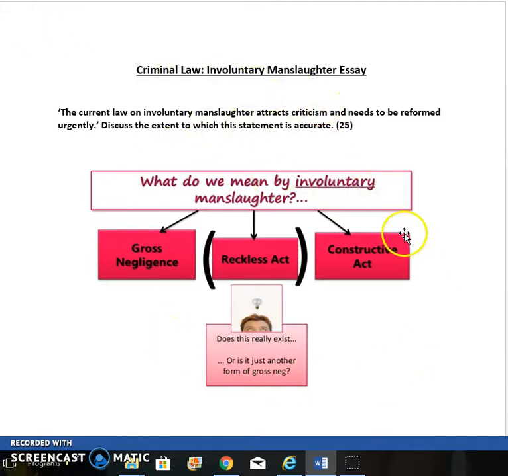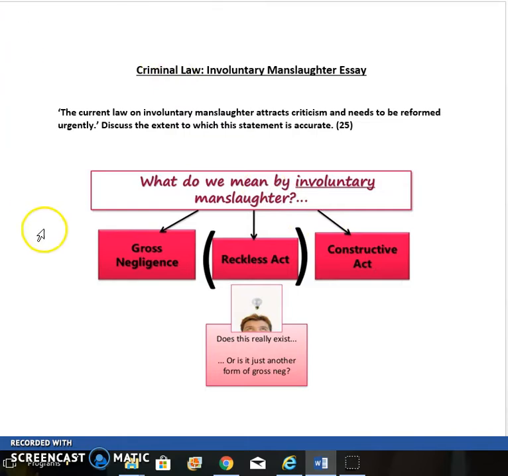This diagram is just included to act as a reminder of the different types of involuntary manslaughter. We have gross negligence manslaughter, reckless manslaughter, but as you can see there's some confusion about whether that really exists or really is it part of gross negligence manslaughter. And the other type is constructive act manslaughter. The other name for that we're familiar with is unlawful act manslaughter.